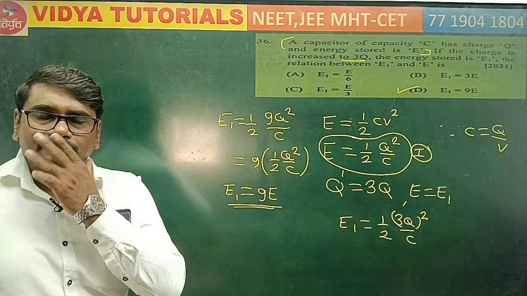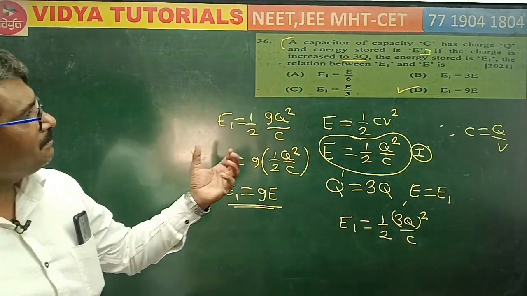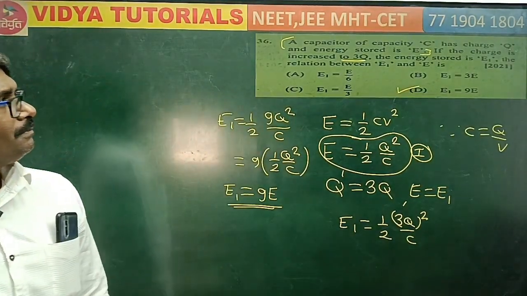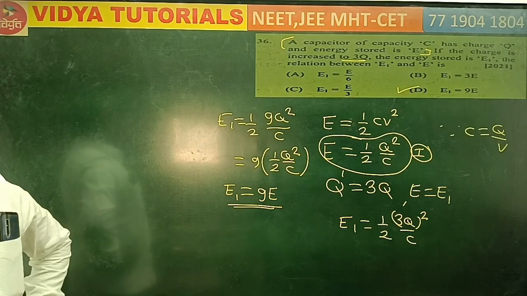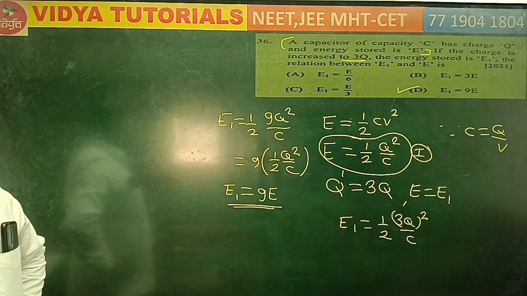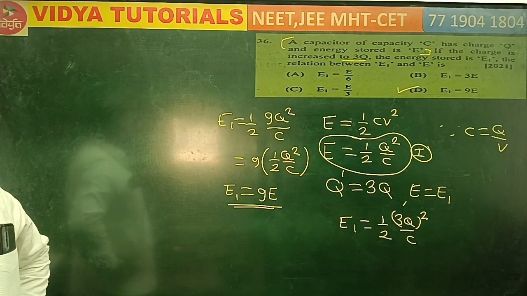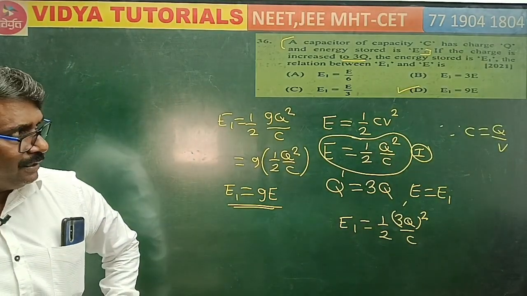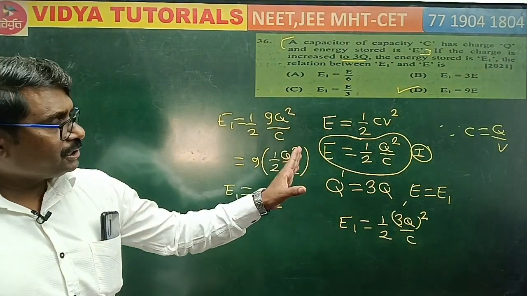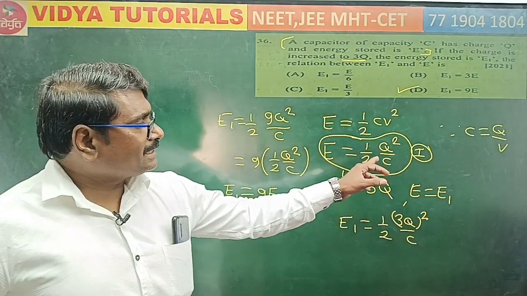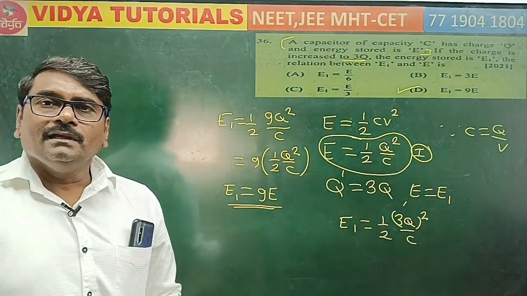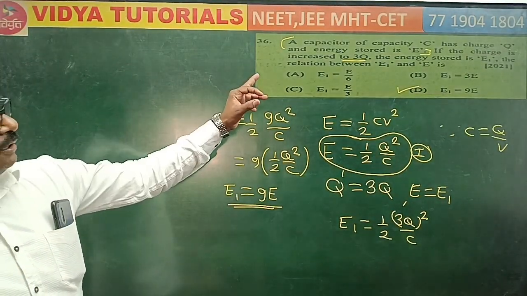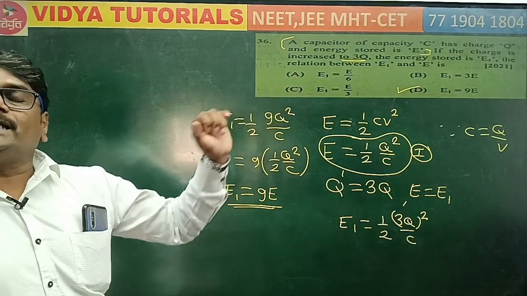Note down. Take some time to note down in your notebook. The question is, initially the capacitor has capacitance C, charge Q, and energy stored in it is E. By the first condition, the energy formula in terms of Q and C is equation 1. Next, now the charge is increased to thrice Q.